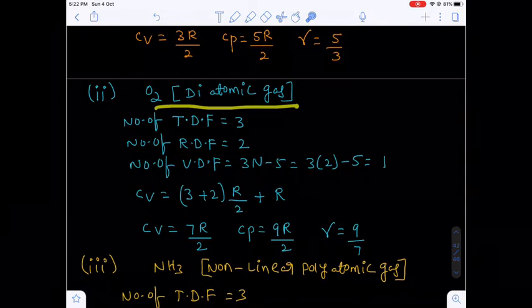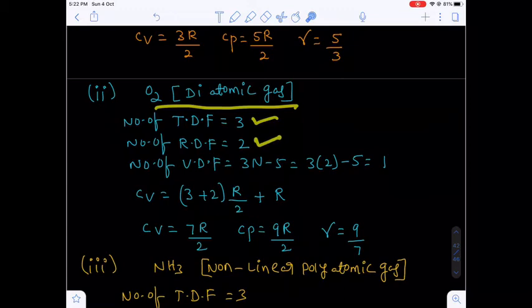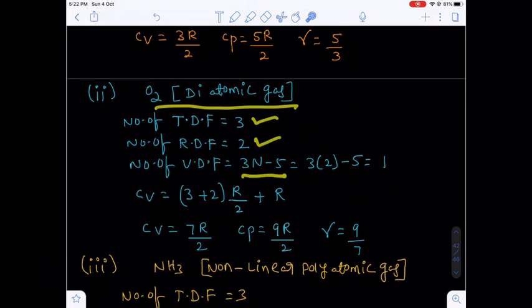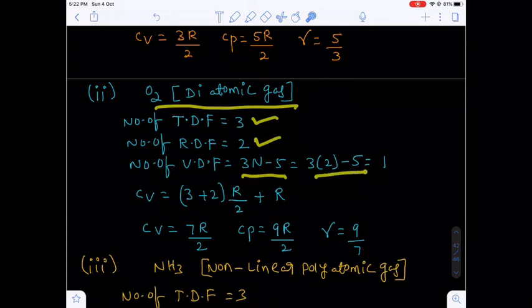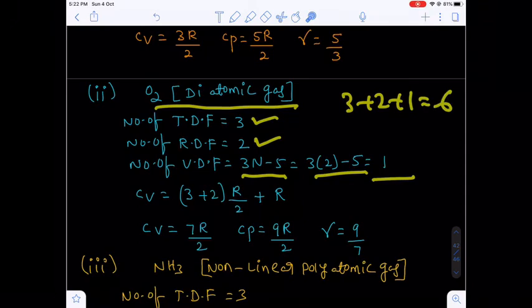Now in case of a diatomic gas, what is the translational degree of freedom? 3. Rotational will be 2. Now we have to consider the vibrational degree of freedom. The value will be 3n minus the translational degree of freedom 3 and the rotational degree of freedom 2, so 3n minus 5. What is the n here? Atomicity, that is 2. So 3 into 2, 6, 6 minus 5, that will be 1. So we have to consider one vibrational degree of freedom. So 3 plus 2 plus 1 is equal to 6, the number of degrees of freedom.